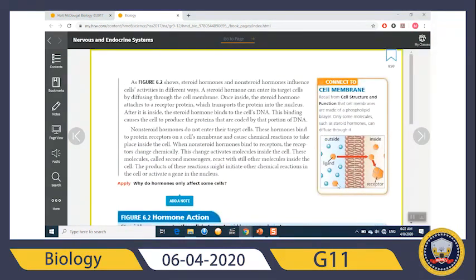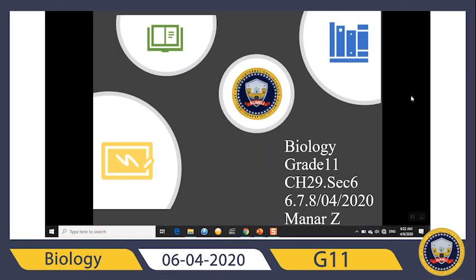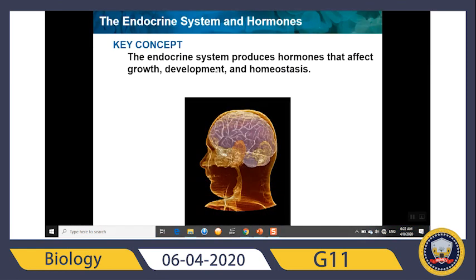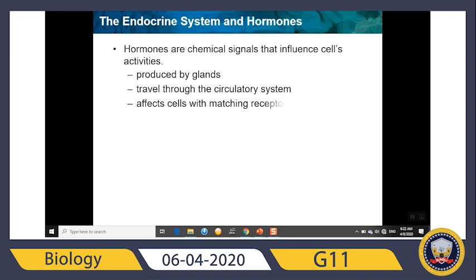Now, to wrap things up, to sum things up: the endocrine system is the system of organs that produce hormones that affect growth, development, and homeostasis. Hormones are chemical signals that influence cells' activities, produced by glands, travel through the circulatory system, and affect cells with matching receptors.